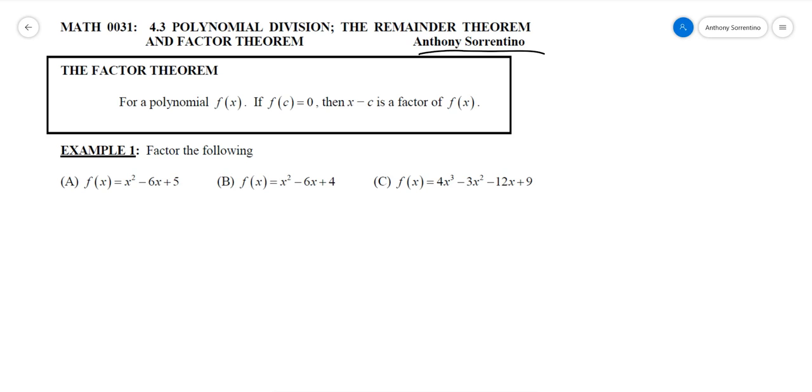Ultimately, one of the main things we're trying to do in this chapter 4 is come up with methods of helping you solve polynomial equations, namely finding the zeros of polynomials. Because if you change any polynomial equation and set it equal to zero, that's all you need to do to solve any polynomial equation.